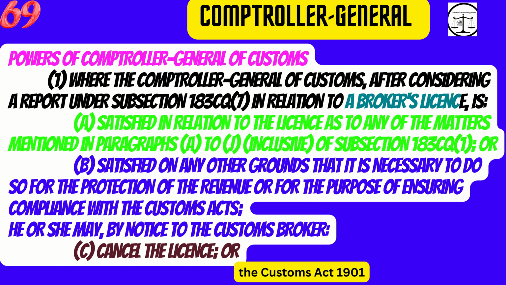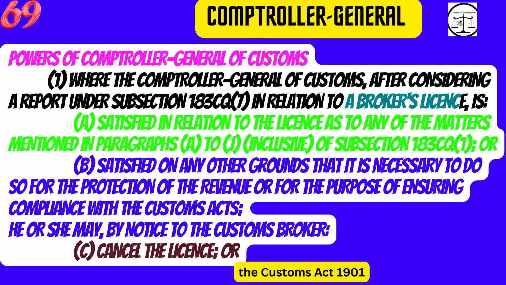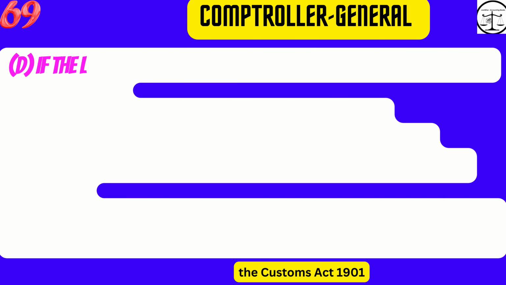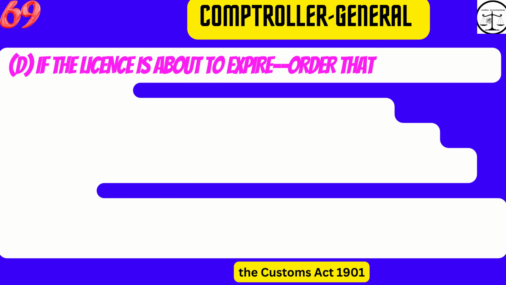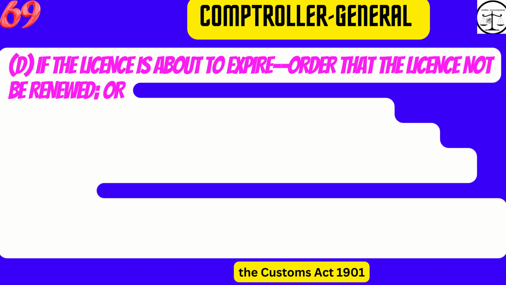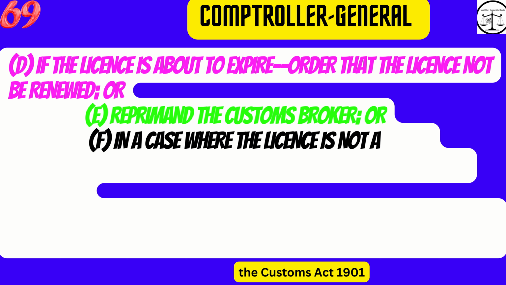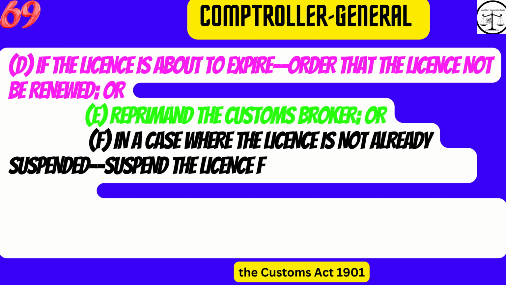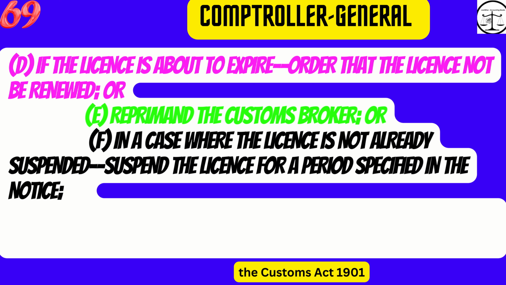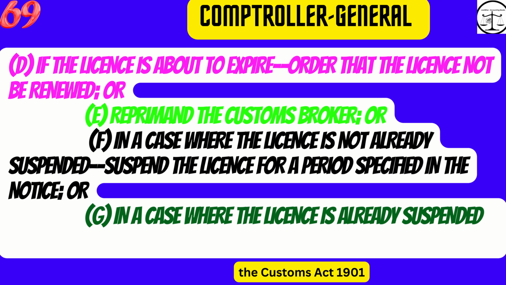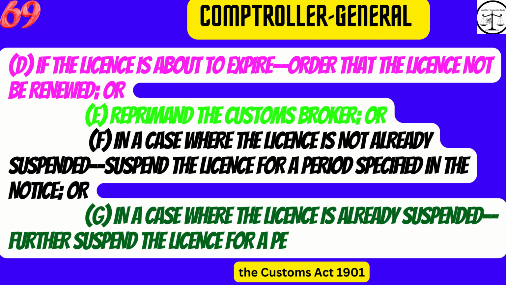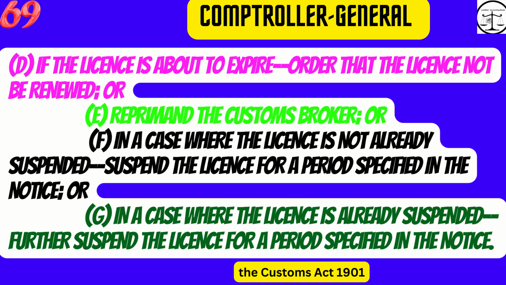he or she may, by notice to the customs broker, C. cancel the license, or D. if the license is about to expire, order that the license not be renewed, or E. reprimand the customs broker, or F. in a case where the license is not already suspended, suspend the license for a period specified in the notice, or G. in a case where the license is already suspended, further suspend the license for a period specified in the notice.